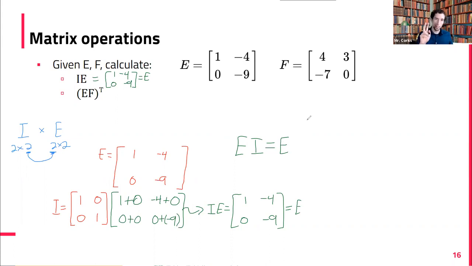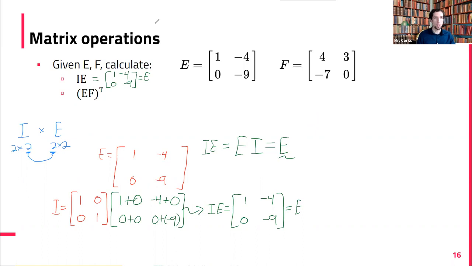I know I told you last time that with matrix multiplication, if you flip the order, you change the results, except for the identity matrix. Identity matrix is the exception to that. So it's a special matrix, a special property. So I times E is equal to E times I, which is also equal to E. This is identity.